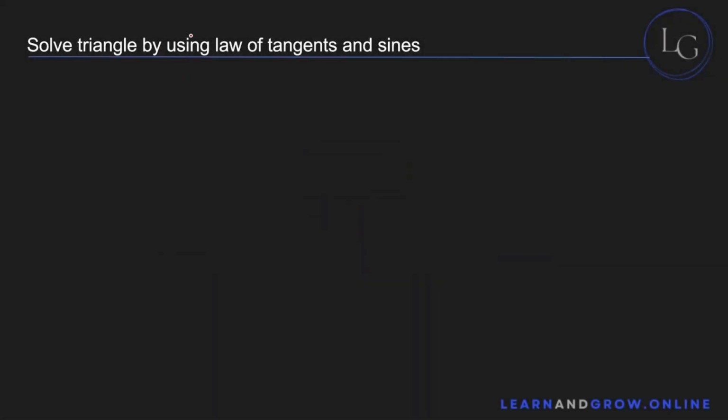Now let's see how you can solve a triangle by using the law of tangents and the law of sines. We already discussed the law of sines before, so let's discuss the law of tangents. Again, it's the same as the law of sines and the cosine formula. You can use it to solve triangles that are not right angle triangles, because otherwise you can just simply solve it by using the trigonometric ratios.